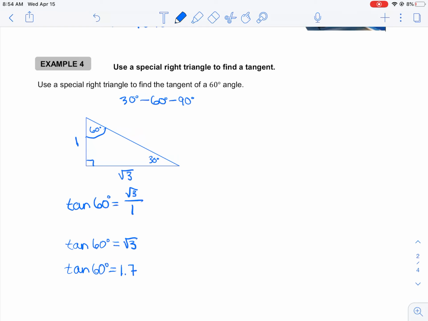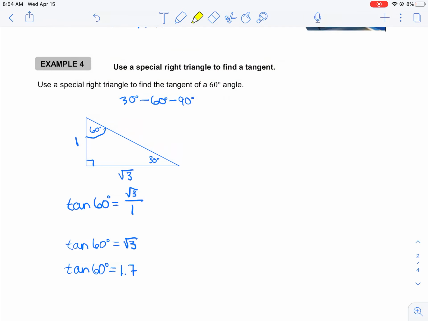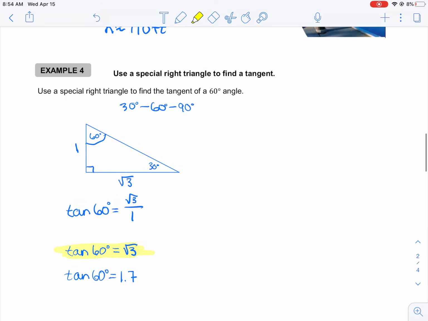We actually have a unit circle where you would memorize all of these. You'll do that in college. I don't know if you do it in pre-calc, possibly. But this is our special triangle. It's always true that the tangent of 60 degrees is always the square root of 3.